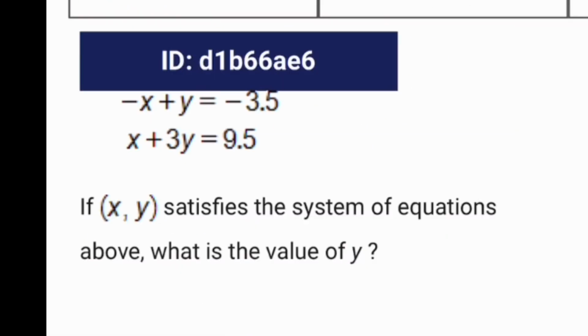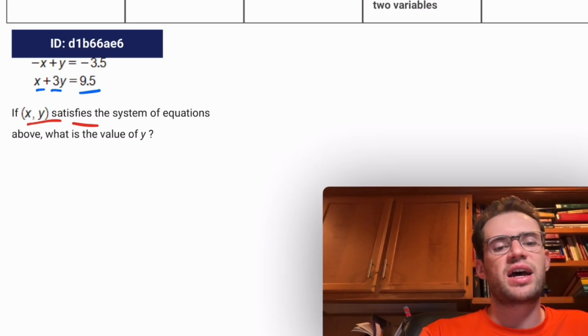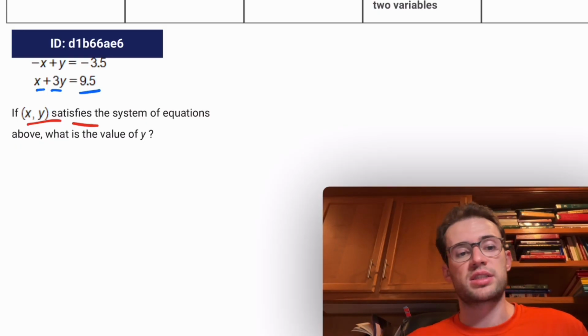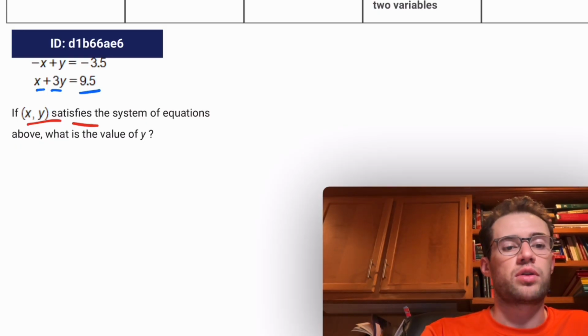All right, we have a system of equations here. The spacing is actually okay here. Maybe you could have made it a little bit further below the question ID, but that's fine. If x comma y satisfies the system of equations above, which is negative x plus y equals negative 3.5, and x plus 3y equals 9.5, what is the value of y? It says it satisfies that system, which means that's the solution to that system. That's where they cross, the point that is on both of those lines.